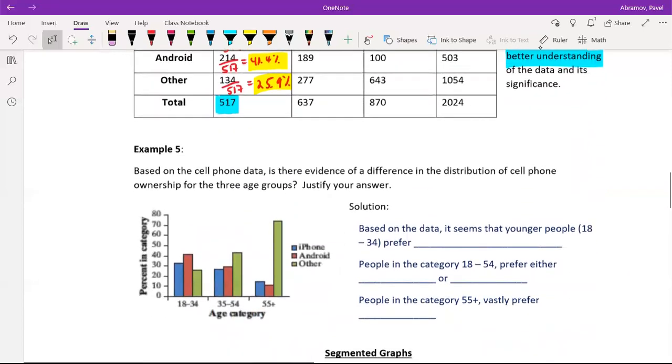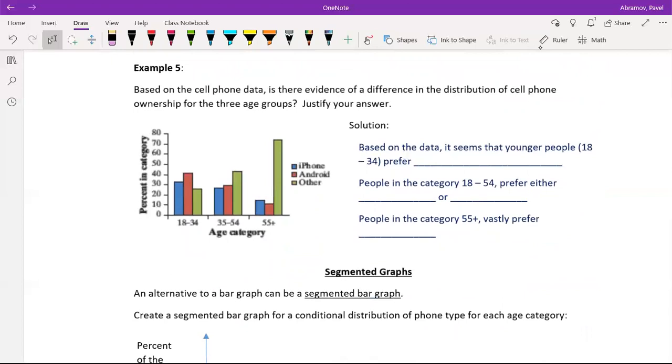So for example 5, what we found is the conditional distribution for each age group. Let's look at example 5. Based on the cell phone data, we have the conditional distribution for each of the age groups right here. This is 18 to 34, the one that we found, but ahead of time we found the distribution for the other age groups. So the question is: is there evidence of a difference in the distribution of cell phone ownership for the 3 age groups? And let's justify our answer.